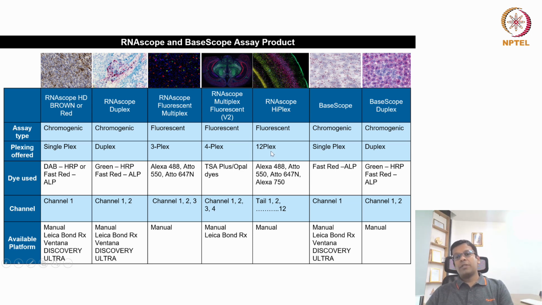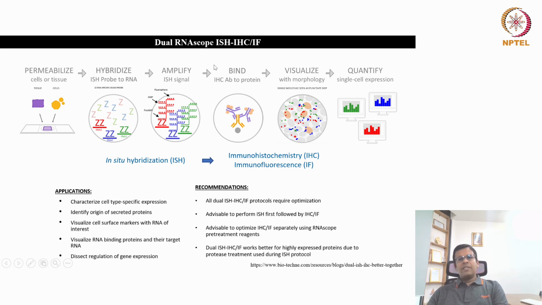Okay. If you want to see 12 different mRNA molecules per cell or per tissue sample, then you will go for RNAscope high-plex. Okay. So based on your application, you have to select which platform or which technology you will use. Now this technique can be combined with immunofluorescence also. So why is it required?